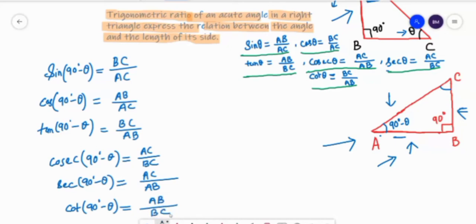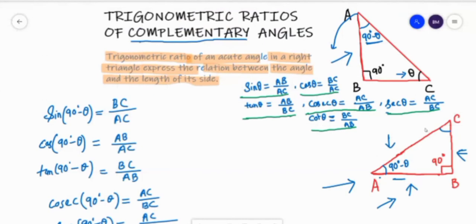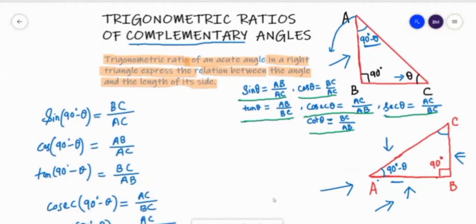Now see that the triangle is the same. In both cases the triangles are the same; we only rotate this triangle. This one and this one are both the same triangle. That implies the ratios of their sides will be the same, but we are calculating with respect to a different angle here. Now check what the ratios are before rotating the triangle and after rotating the triangle.